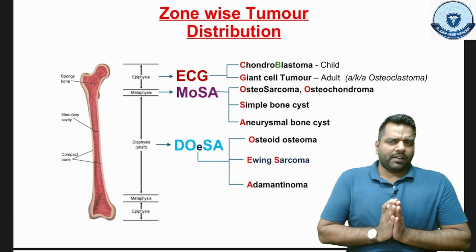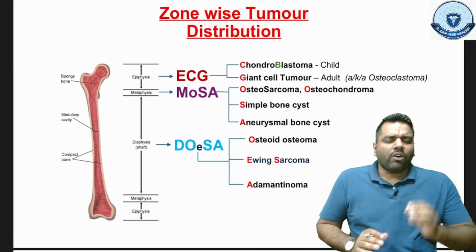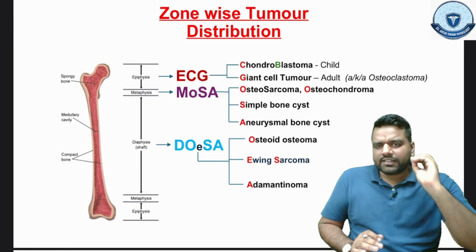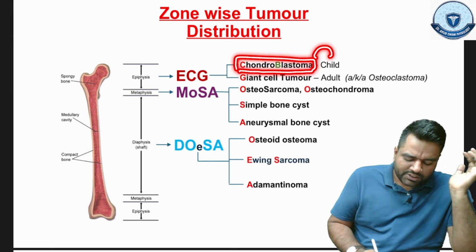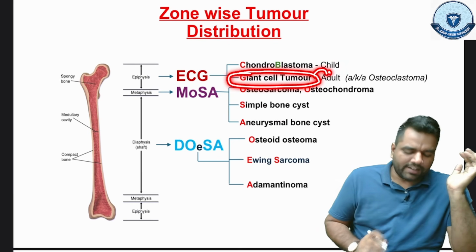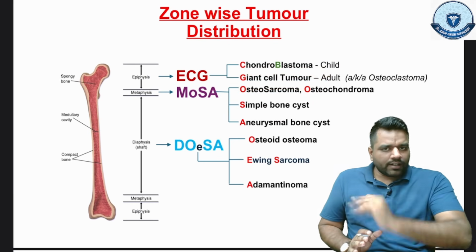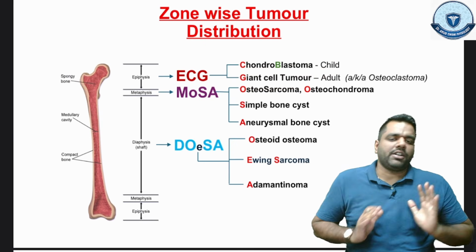And always remember, अगर कोई भी एपिफाइजियल का ट्यूमर आपको दे रखा है और if there is the skeleton given for the children, this is always chondroblastoma. So chondroblastoma is always in children, and giant cell tumor is always in adults. So for any epiphyseal tumor, if the history is given for children, chondroblastoma. If the history is given for the adult, giant cell tumor, right?